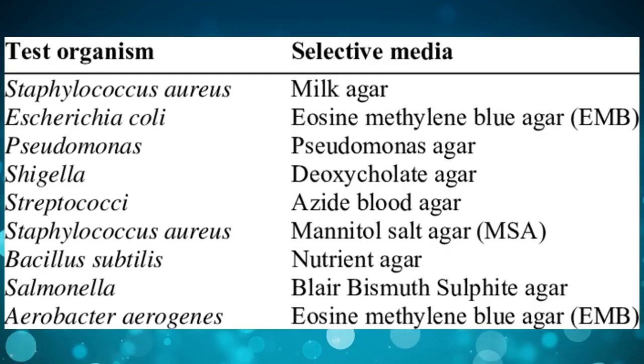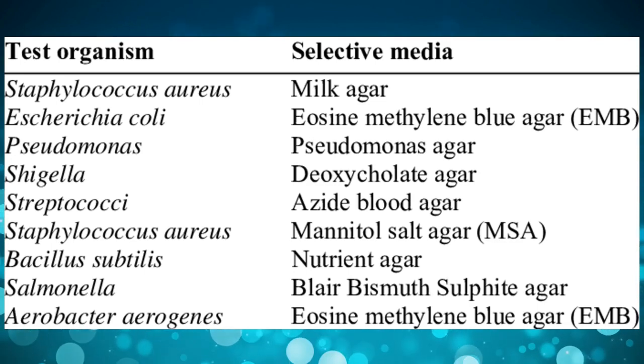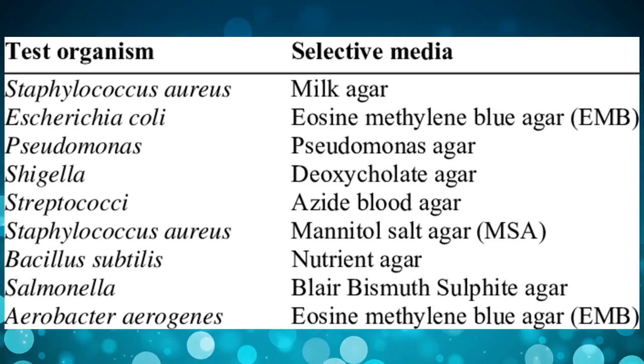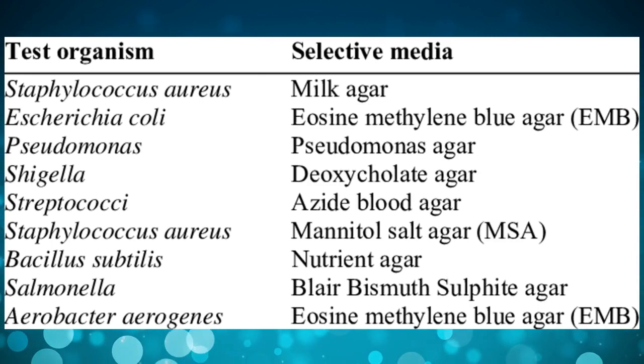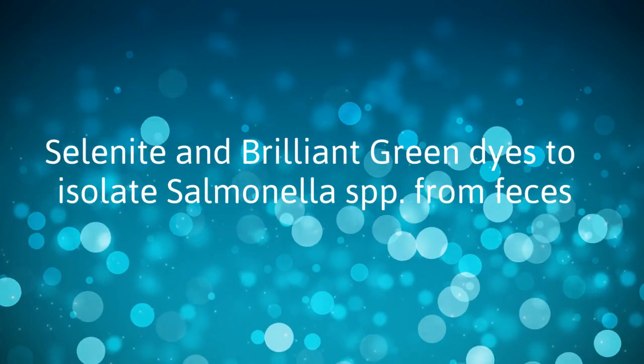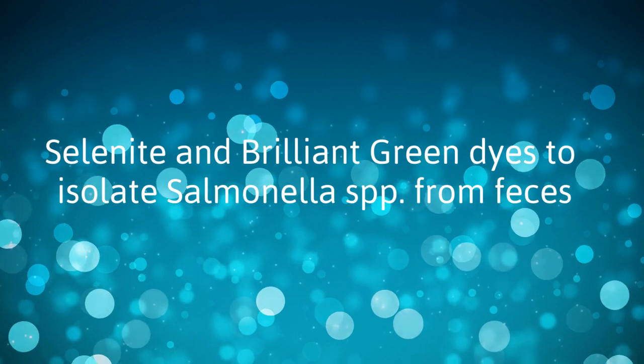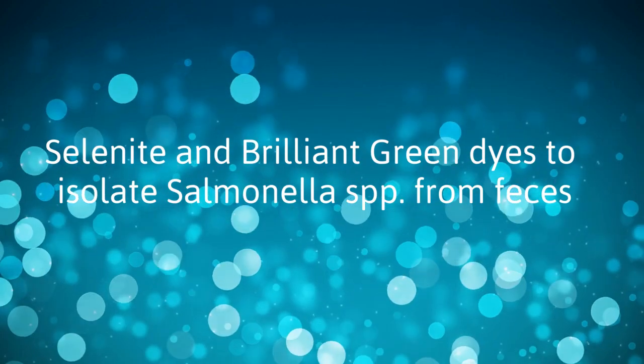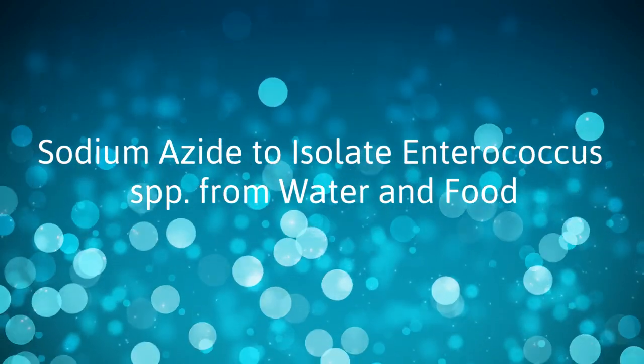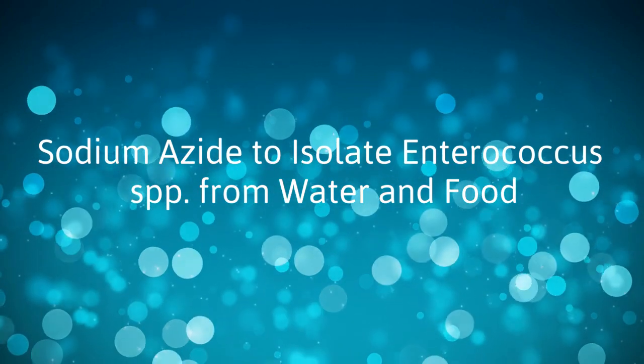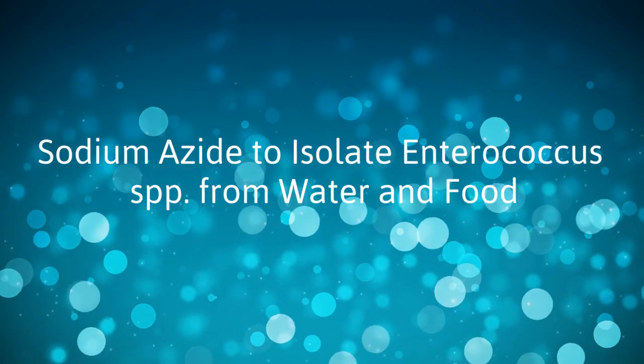Other selective agents use dyes like methylene blue and crystal violet, and some use antimicrobial drugs and even acid. For example, selenite and brilliant green dyes are used to isolate Salmonella from feces, and sodium azide is used to isolate enterococcal species from water and food.